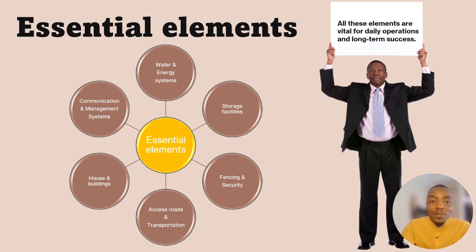Communication and management systems. Now, when we talk about communication and management systems, we like to think about modern ways of communicating, whether it's phones, radios, even digital tools. Basically, it's going to help you to coordinate your work, monitor your systems, and even stay organized. So, having essential ways to communicate is very essential if you want to stay up to date with how your farm is operating.